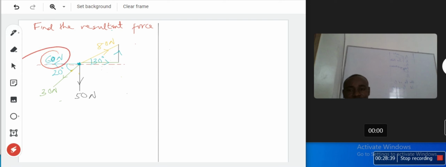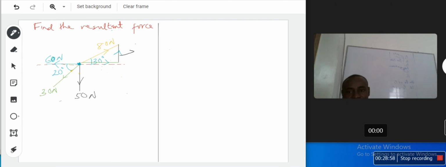The 60 Newton will not require resolution because it's already on the horizontal plane. The 50 Newton will not, because it's perpendicular to it. We need to resolve 80 and 30. So I've already drawn the components for 80 and 30. What's the value of the black one?